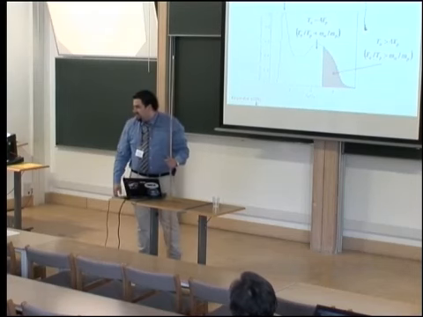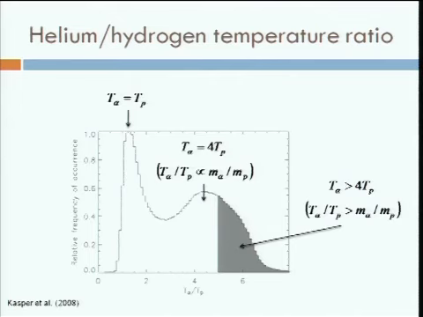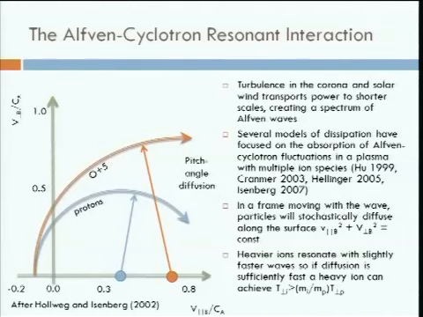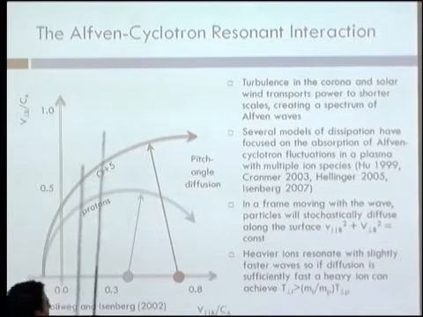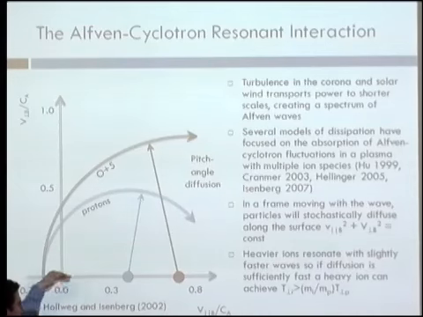Okay, I'm going to show you one more thing, and then I will stop. And that is relative heating of helium to hydrogen. So equal temperatures, 4 times the temperature, or mass proportional temperatures. And how does that arise? Again, there are a lot of different very compelling theories. But one idea that we have in the solar wind is focusing on absorption of alfvén cyclotron fluctuations in a plasma with multiple species. So what you want to imagine is a whole spectrum of alfvén waves traveling along.